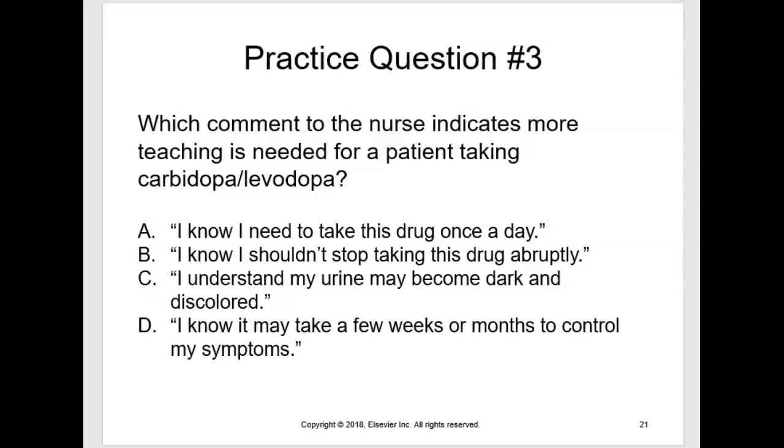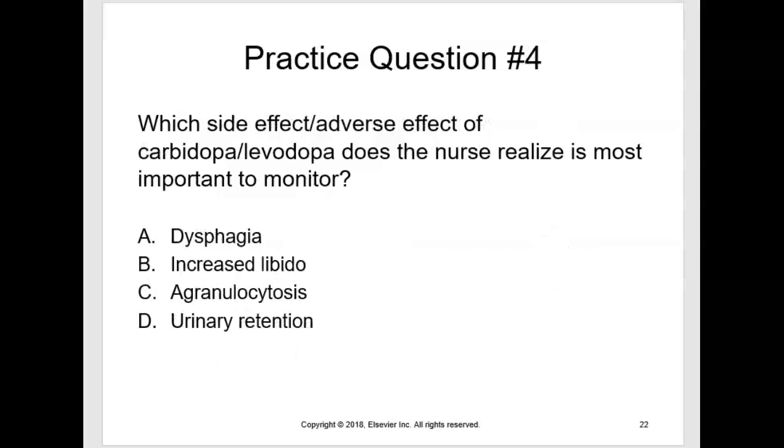For question number 3, the correct answer is A. A statement from the patient such as, "I know I need to take this drug once a day," indicates that more teaching is needed because carbidopa-levodopa has a short half-life and must be taken 3 or 4 times per day. The other answers are true. For question 4, the correct answer is C. It is most important for the nurse to monitor the patient taking carbidopa-levodopa for agranulocytosis, which is decreased white blood cells, which is life-threatening. The other are not life-threatening.